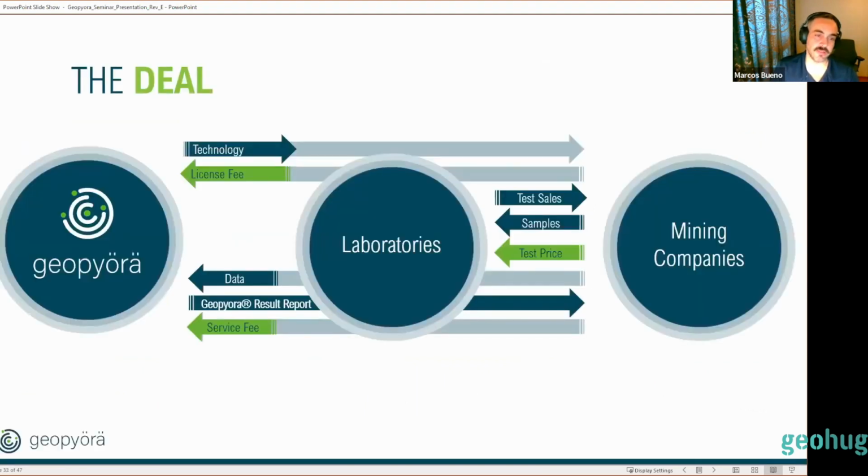So simply we license the technology to these laboratories for them to do the test work for mining companies. We license the technology for a fee, and we charge a fee for the analytics that we do to report back on the standard comminution parameters. But we can also license the technology directly to mining companies, as we did for First Quantum Copper Panama, where they are doing the tests in-house rather than sending samples to a lab.